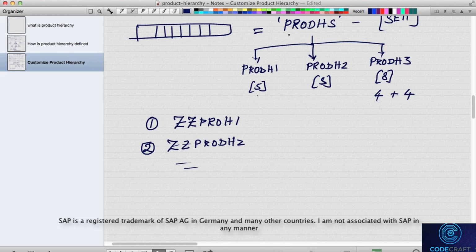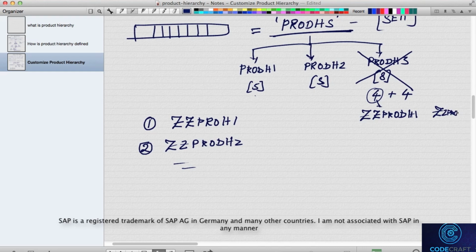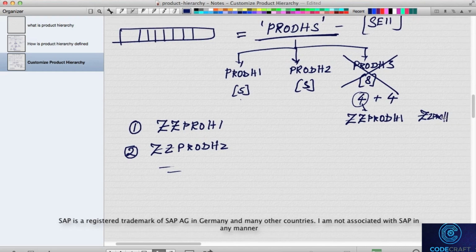Here is what you can do. You can change the definition of PRODHS to PRODH1, PRODH2. You can let them remain the same. Remove this one and then have ZZPRODH1 for the first 4 characters, and then ZZPRODH2 for the next 4 characters. And when you go and define PRODHS, this is how it should look like: first, second, third, and fourth. That's how you can customize your product hierarchy.